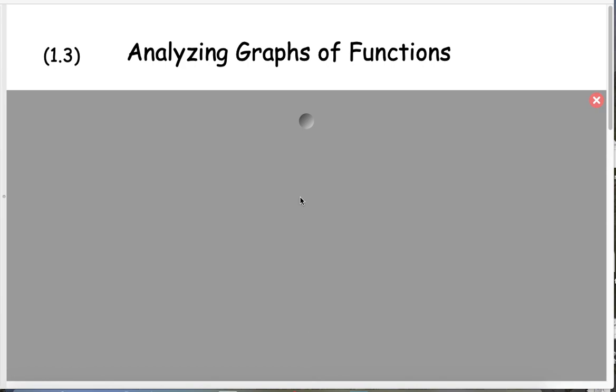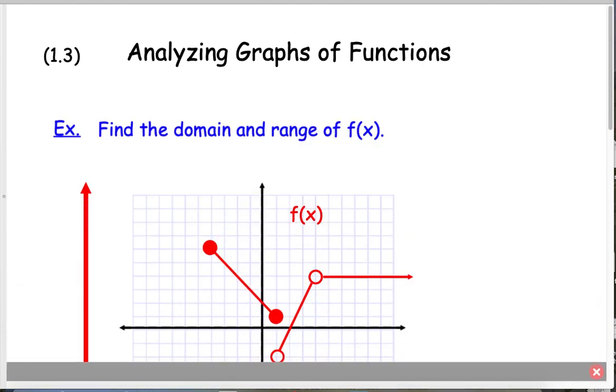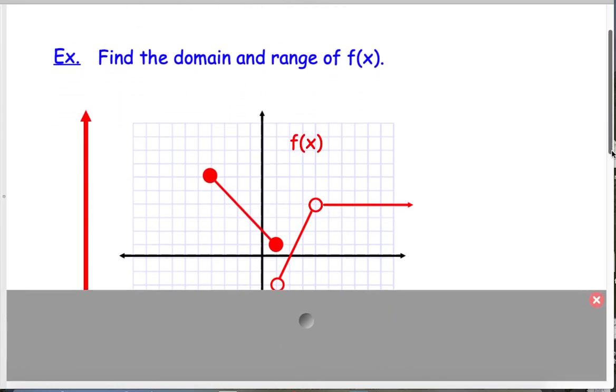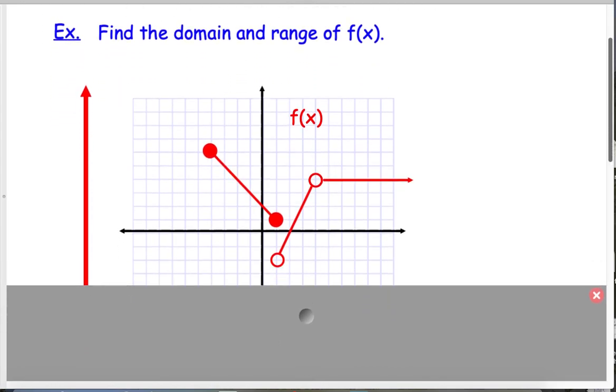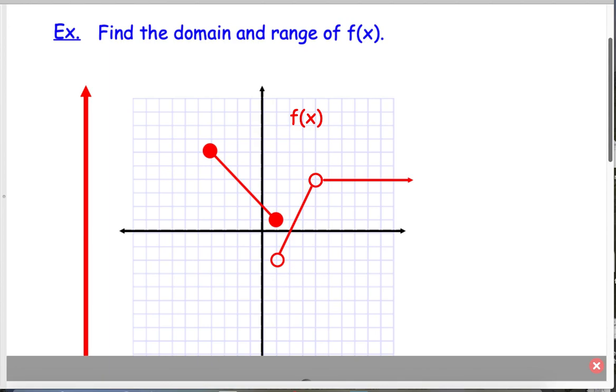We're going to continue our work with functions, and now we're going to be analyzing the graphs of functions. So let's start with an example. Here's a function, and I want to find the domain and the range of this function f of x. As you can see, this is a piecewise function. And so to find the domain, we want to know what x values give us outputs for our function.